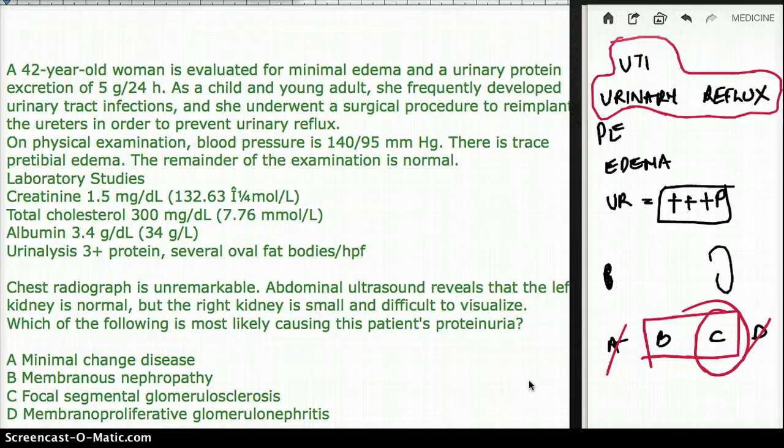But wait a minute, I have information which is kind of not present in First Aid. It turns out that having vesicoureteral reflux disease makes it more prone to have focal segmental. So now I'm double sure that C is the answer, because it is not only the most common cause of nephrotic syndrome in adults, it also causes nephrotic syndrome due to vesicoureteral reflux disease, which this patient had for a long time, and that's why she got the surgical implant. So in this case, C is the correct answer.